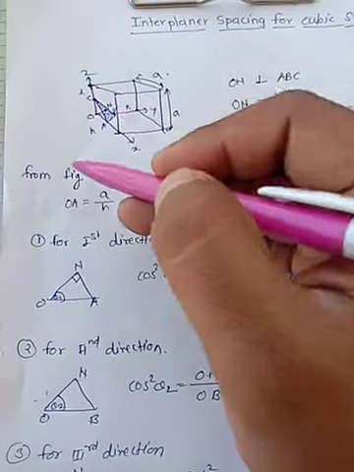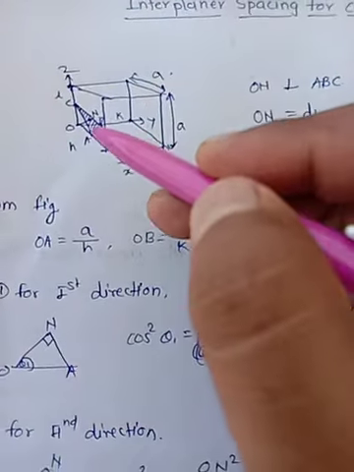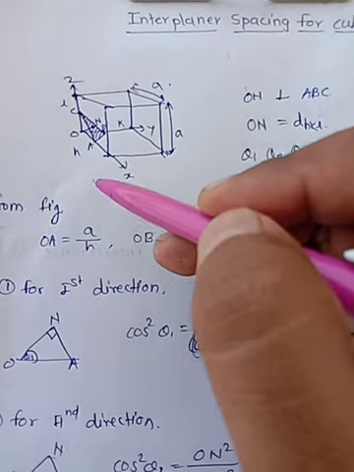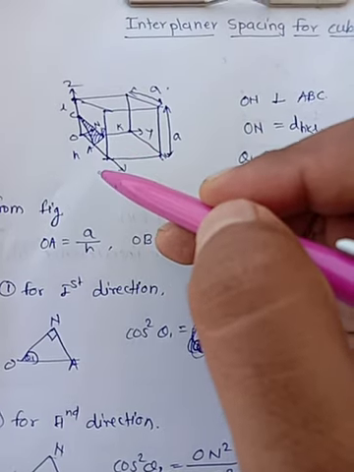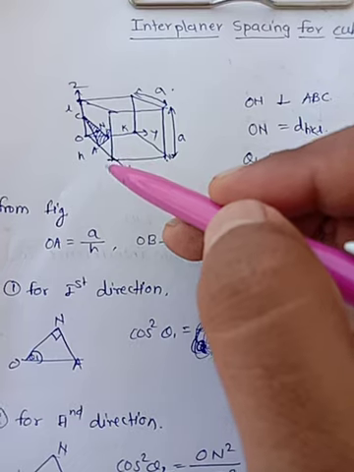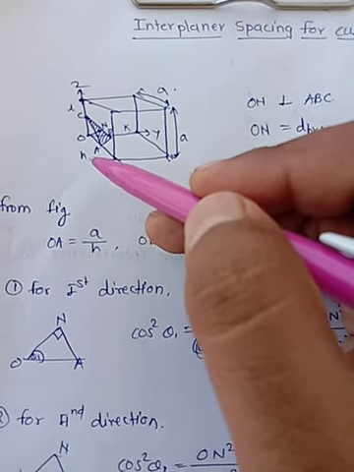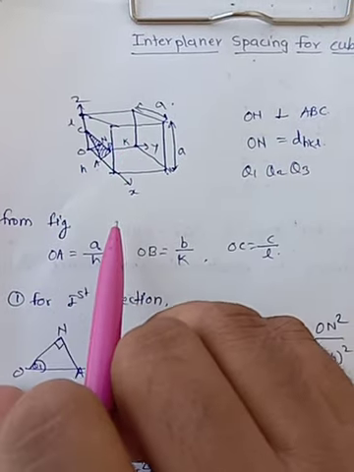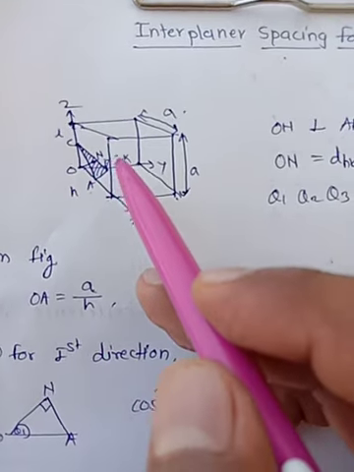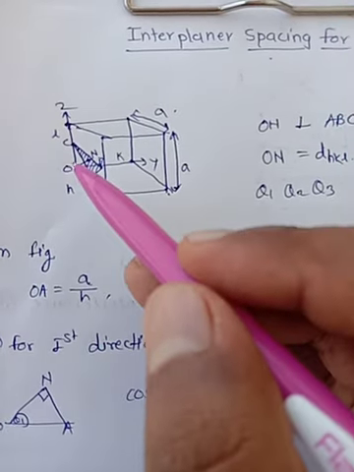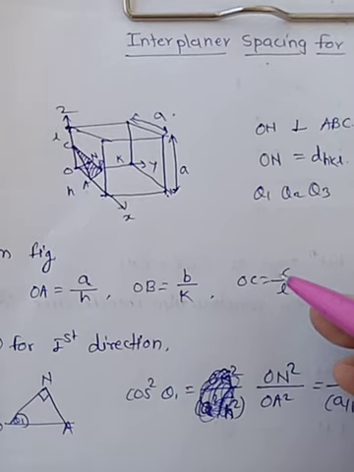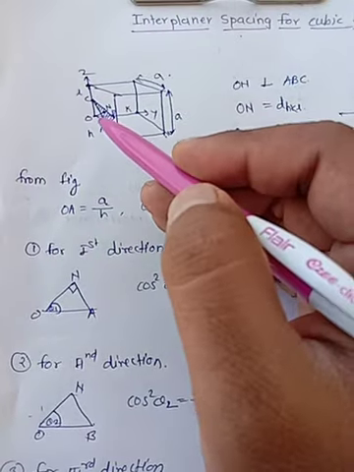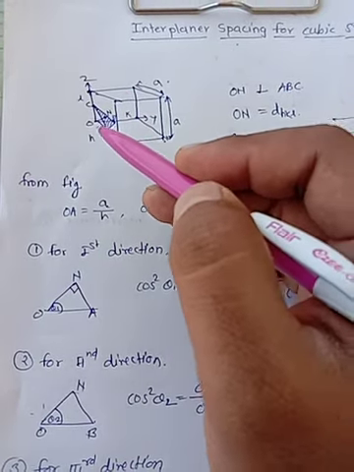From this figure we see that the first intercept along the x-axis, OA, is equal to a upon h, where a is the lattice constant and h is the corresponding Miller index. Similarly, OB is equal to b upon k, and OC is equal to c upon l. Suppose this is the first direction, this is the second direction and this is the third direction.